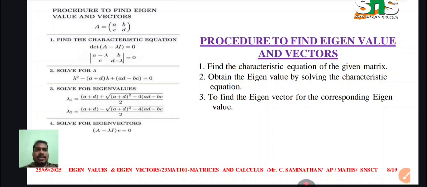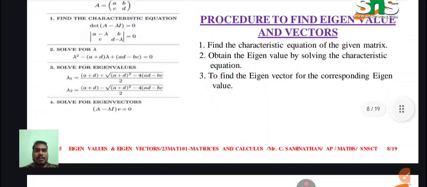The procedure to find the eigenvalues and eigenvectors: the first step is to find the characteristic equation of the given matrix. The second step is to obtain the eigenvalues by solving the characteristic equation, and then find the eigenvector for the corresponding eigenvalue.